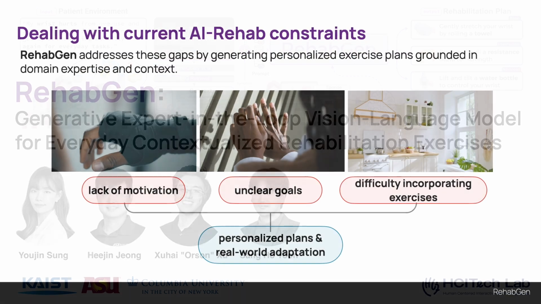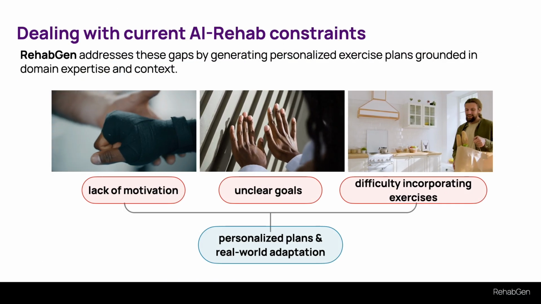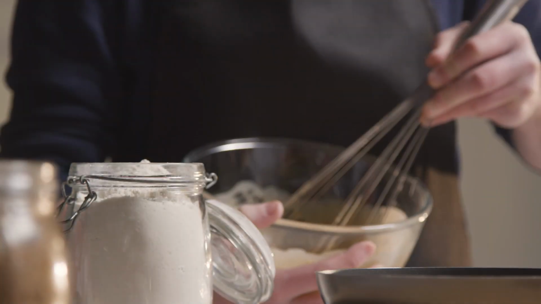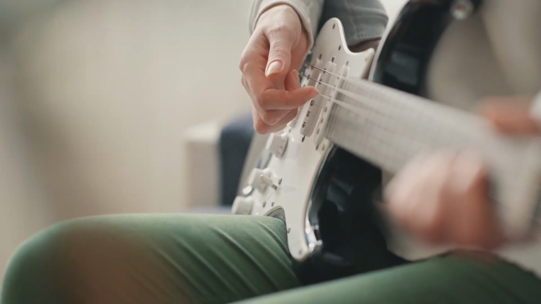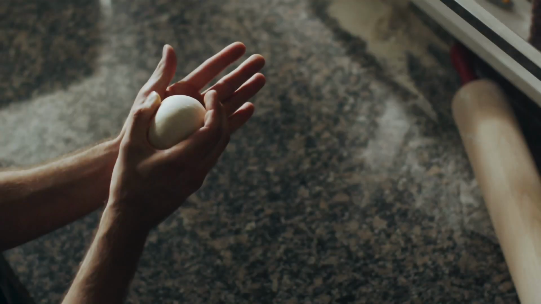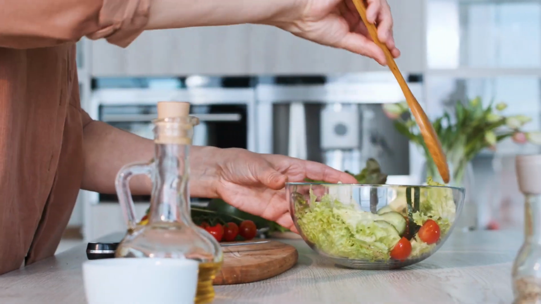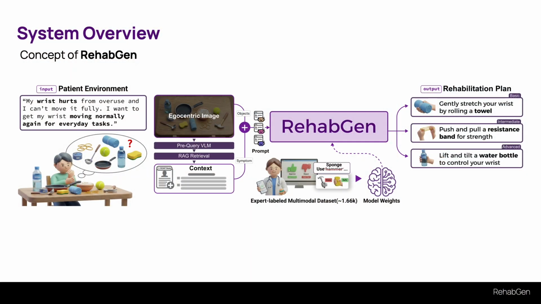The goal of RehabGen is to tackle current AI rehab constraints, which are low motivation, unclear goals, and difficulty incorporating exercises. We aim to turn daily environments into therapeutic opportunities, using household items and home activities for rehab planning. RehabGen transforms multimodal data into personalized exercise recommendations for better real-world adaptation.